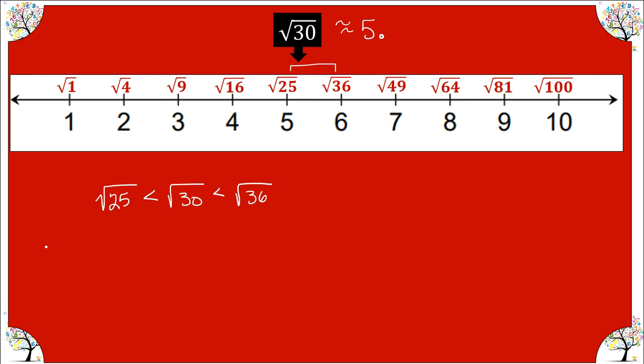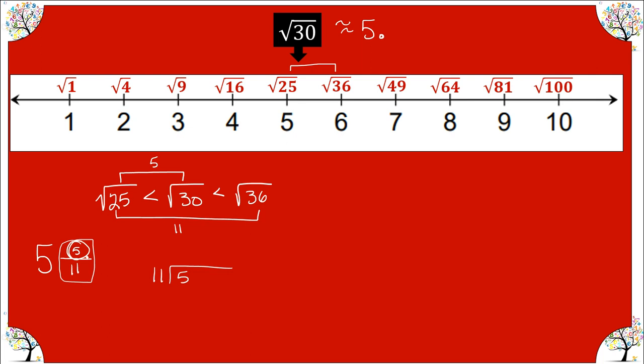So let's find the fraction part. So the denominator is the distance between the two perfect squares. So 36 minus 25 is 11. That's our denominator. And then the distance from the first perfect square to the number we are estimating is our numerator. So we have 5 and 5/11. So that's the square root of 30. However, we need to convert the fraction part to a decimal. So 5 divided by 11, that's dividing 11 into 5.